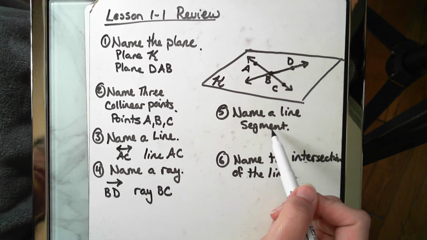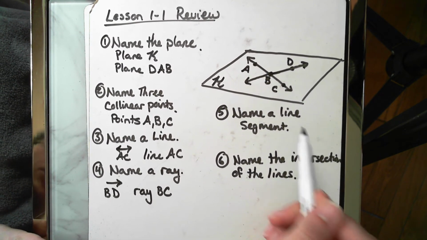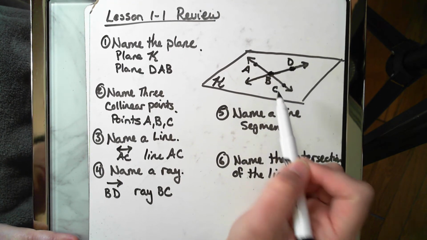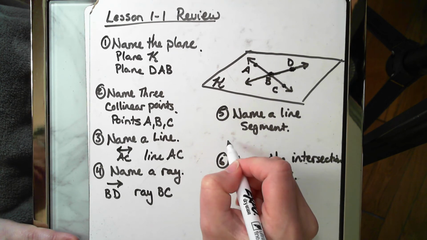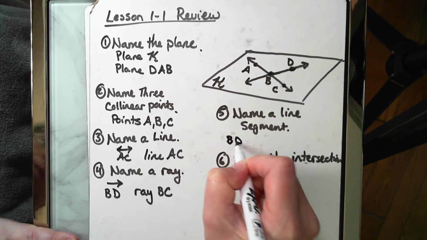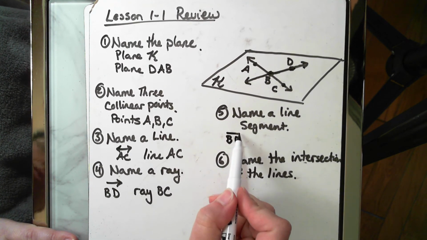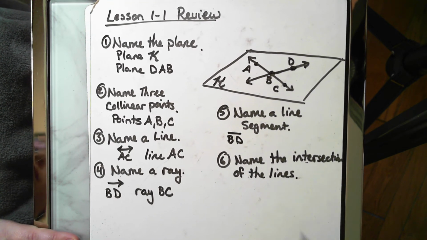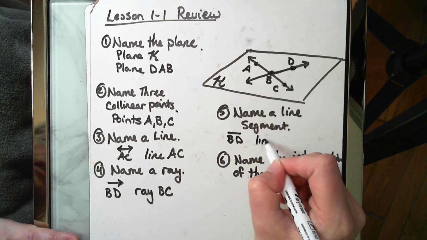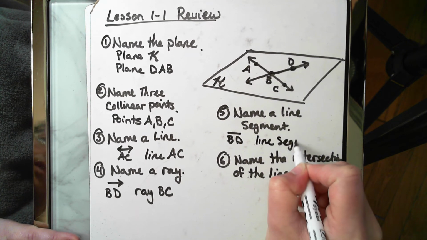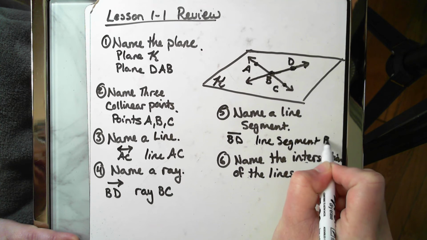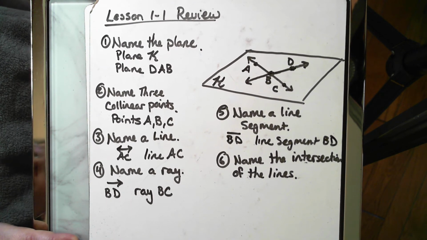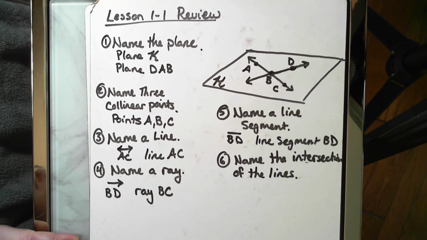For number 5, it says name a line segment. So I'll use segment BD. You could use any of the other segments if you want. I just feel like using BD. Now, the symbol would be like a line but without the arrows because it looks like a little mini line segment. Or you can write the words, line segment, BD. And you're always right if you write the words. So if you forget the symbol, write the words.